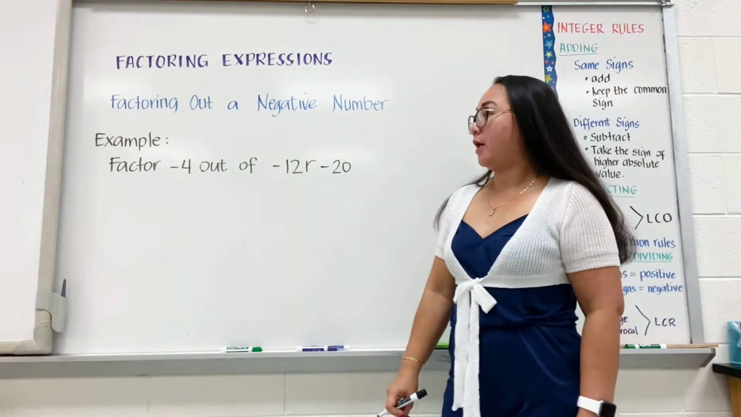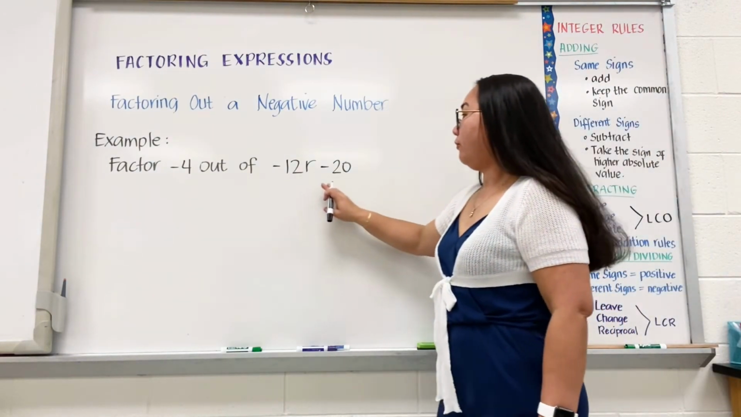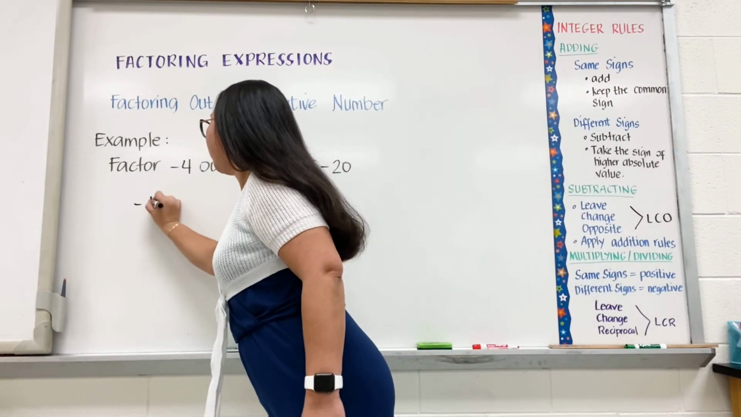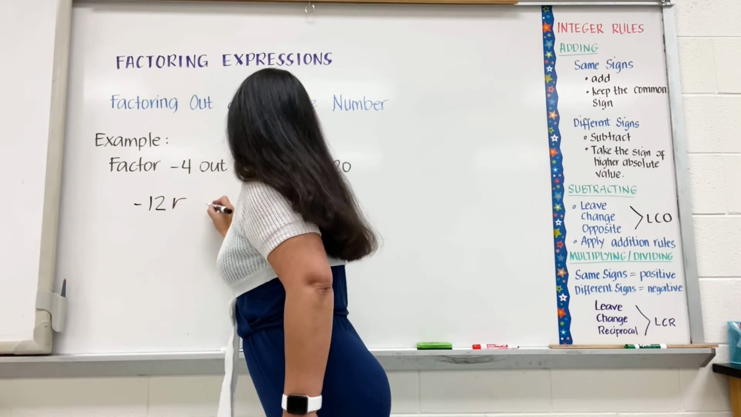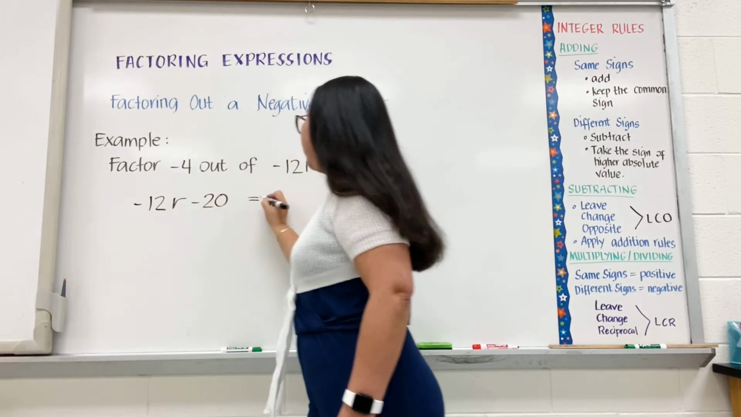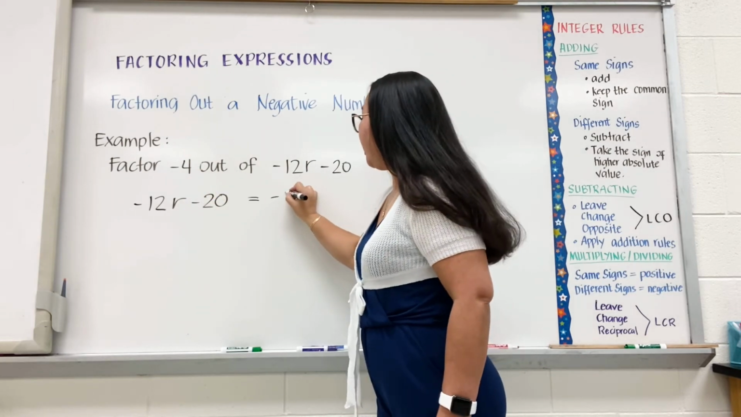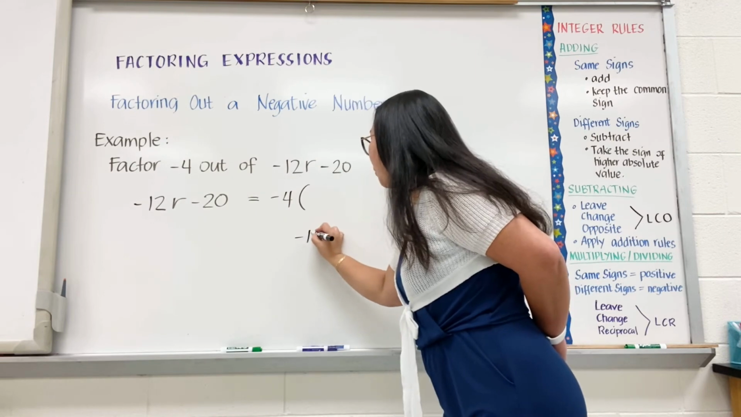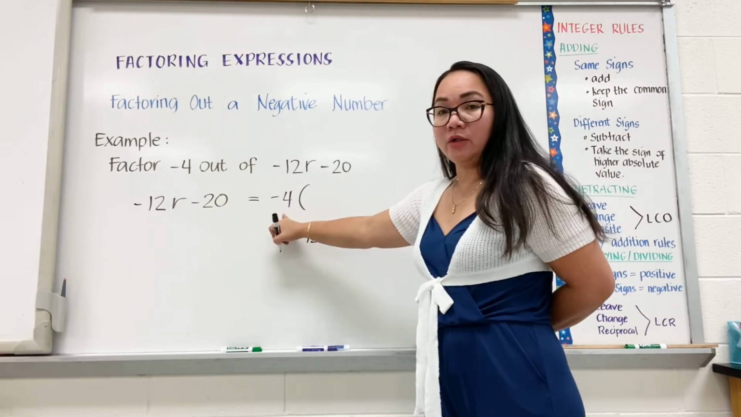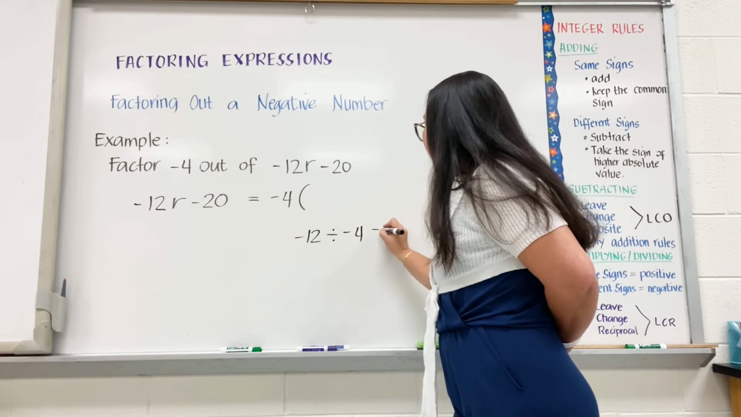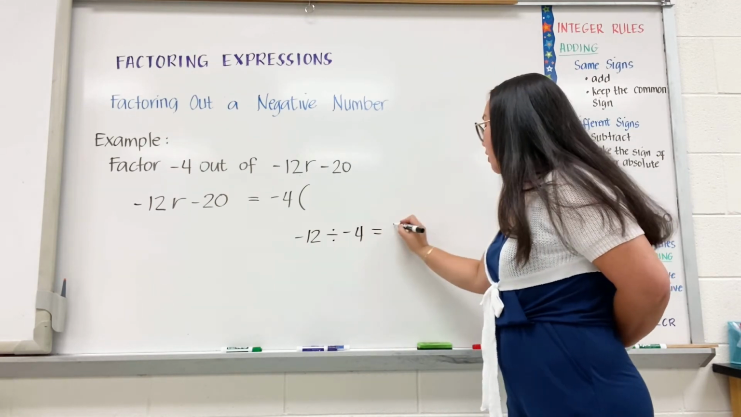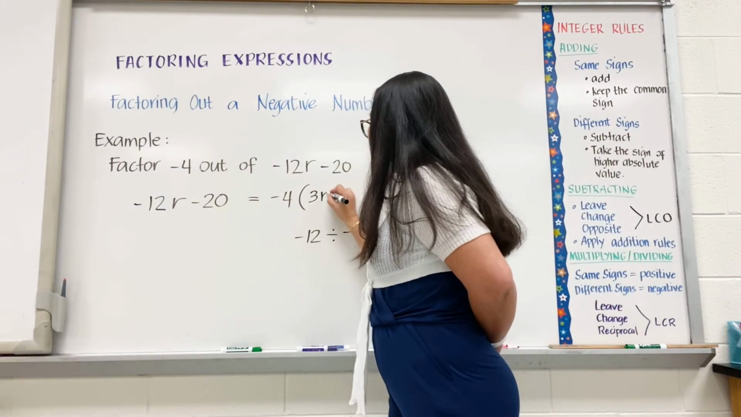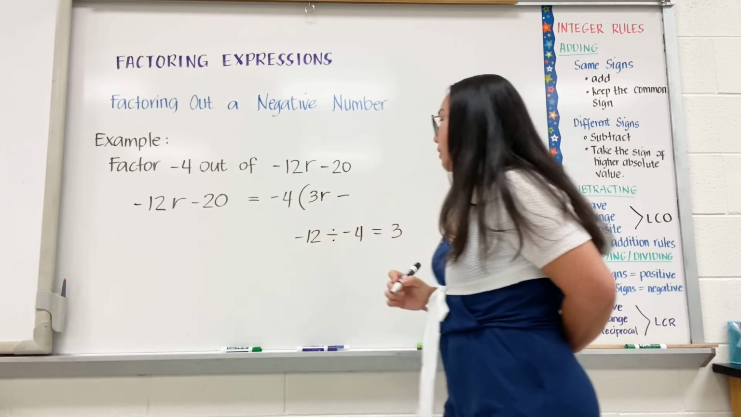Okay, next example, factor -4 out of -12r minus 20. So same thing, rewrite the expression -12r minus 20. So you factor out -4, so write -4 outside the parentheses. So the first term is -12 divided by the factored out number, so divided by -4. Both are negative, the answer is positive, so that is 3. So write down 3 as your first term, and then the variable is r. Now this is subtraction, write minus.